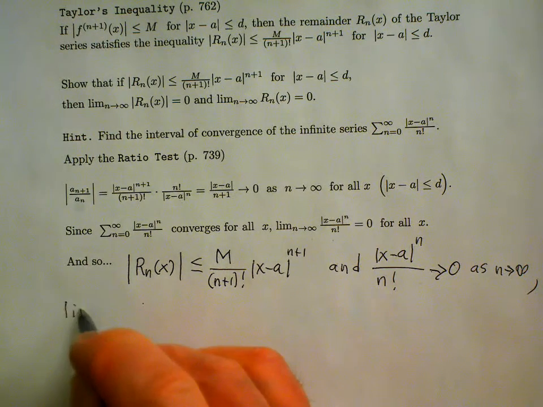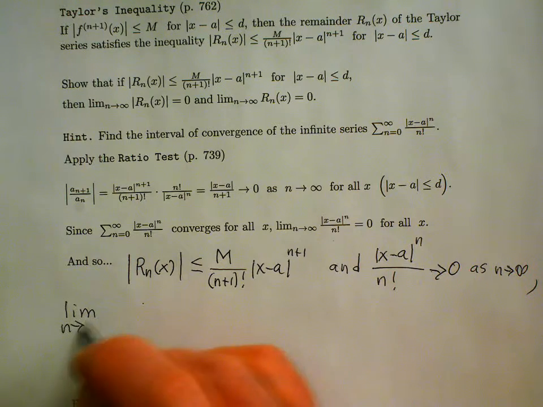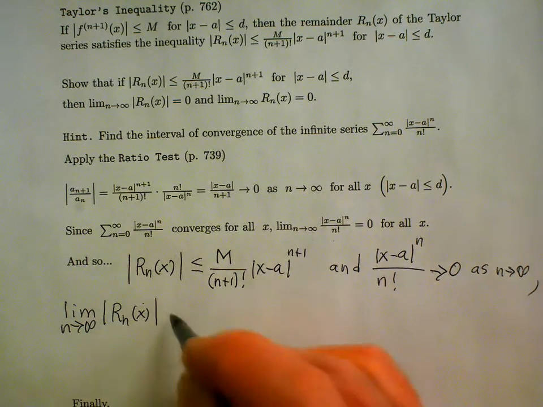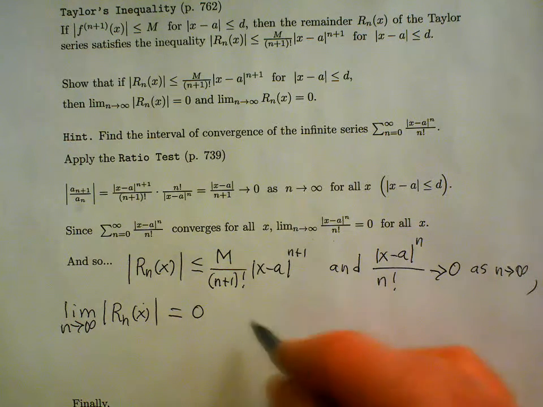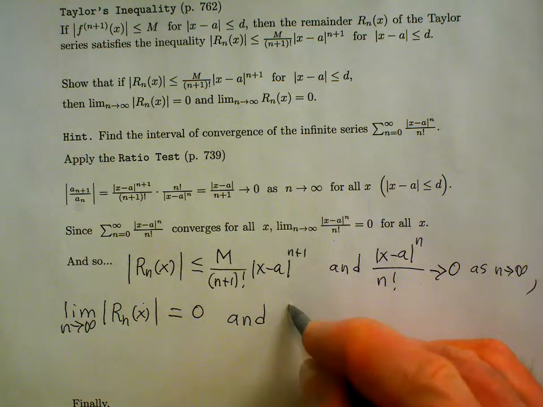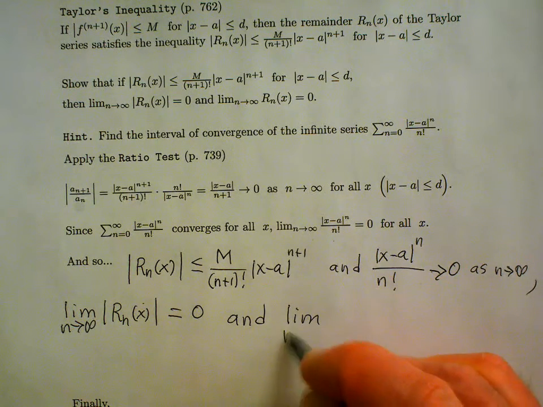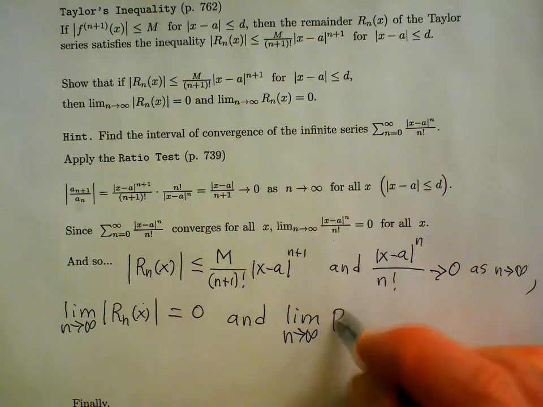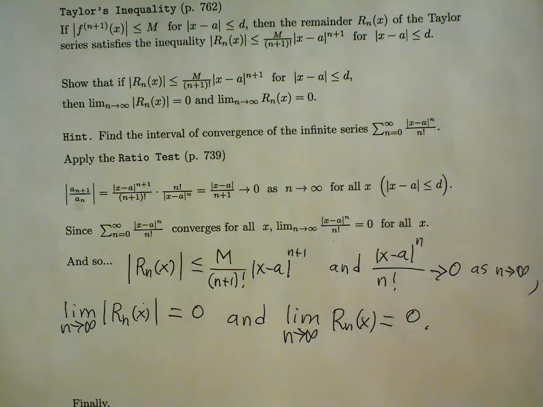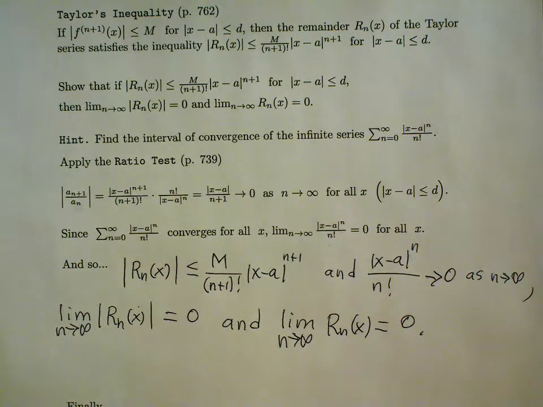the limit of the absolute value of the remainder is also equal to 0. And since the limit of the absolute value of that sequence is equal to 0, the limit of the remainder sequence is also equal to 0. So this is just a little sketch of a proof for Taylor's inequality.